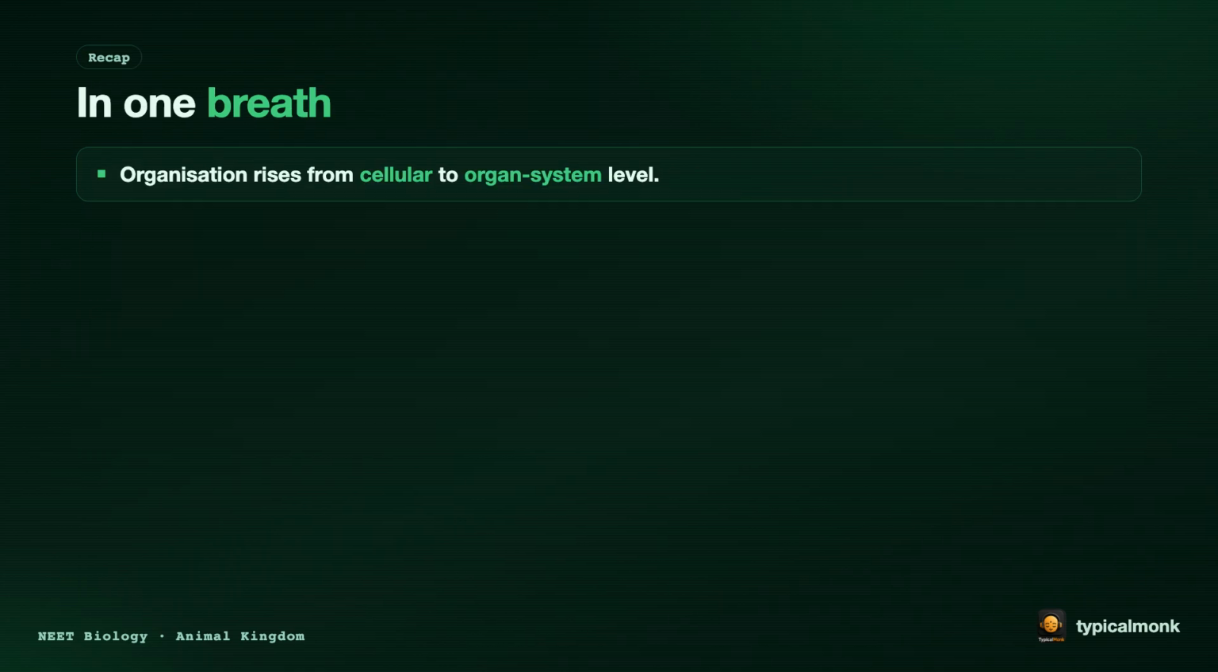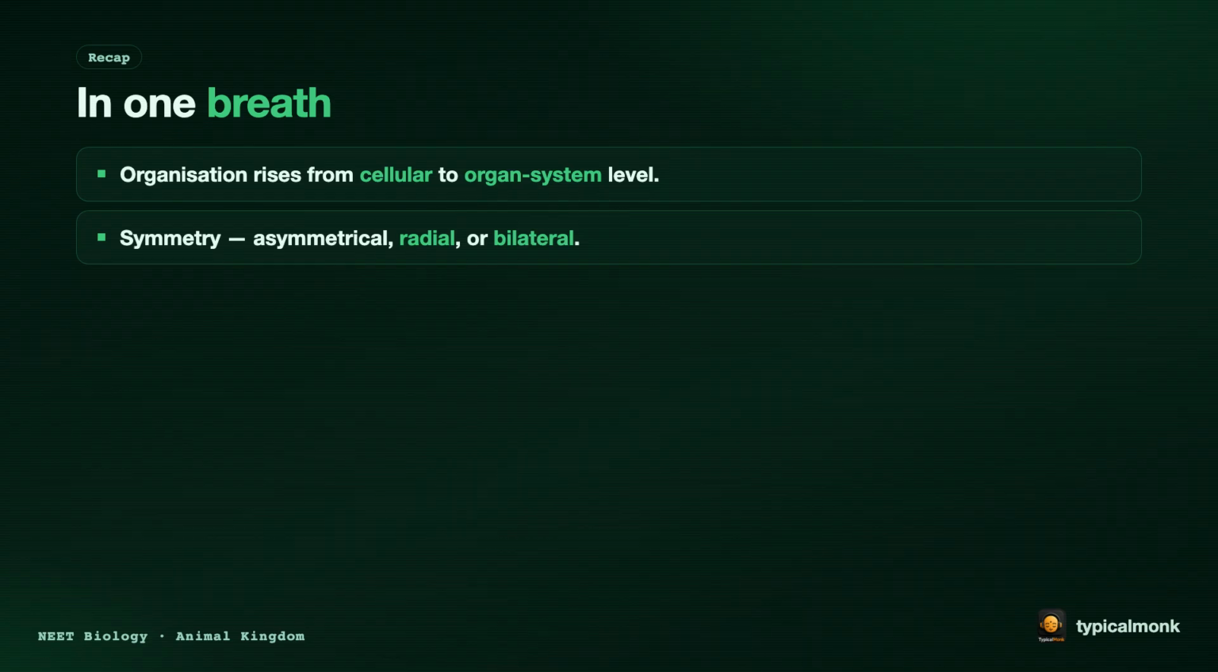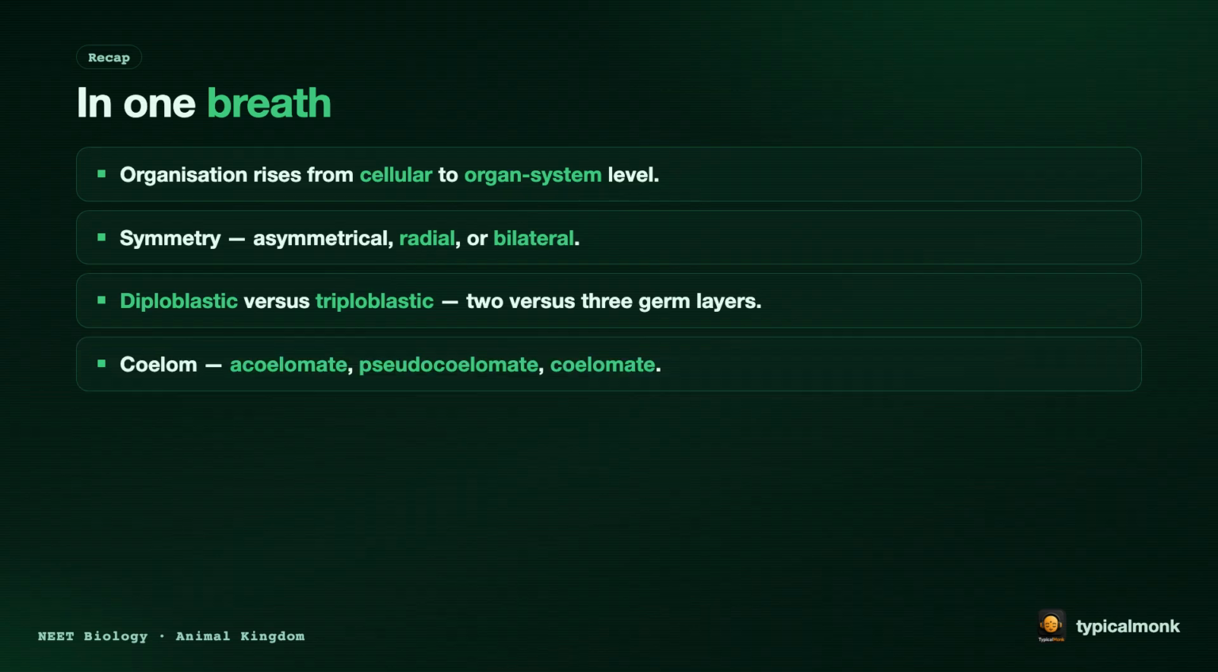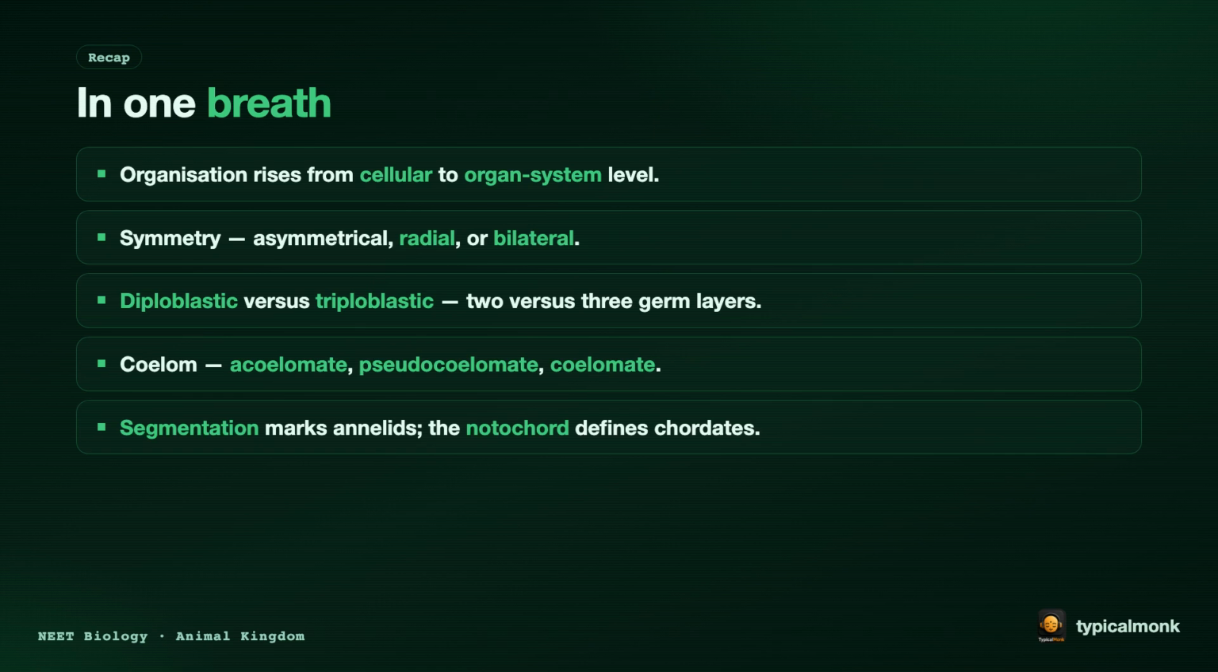Question 5. From which germ layer does the notochord arise? From mesoderm. Let us gather it all in one breath. Organization rises from the cellular level to the organ system level. Symmetry: asymmetrical, radial, or bilateral. Diploblastic versus triploblastic, 2 versus 3 germ layers. Acoelomate, pseudocoelomate, coelomate. Segmentation marks the annelids, and the notochord defines the chordates.